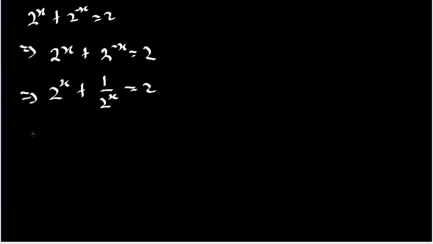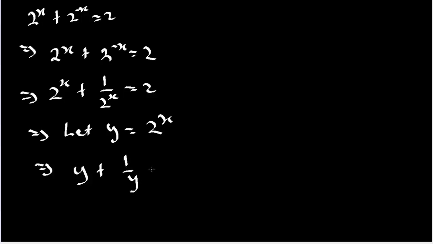Now from here, you let a certain variable y to be equal to 2^x. You can take any other variable, maybe apart from x, but I'm going to use y. So let y be equal to 2^x. And what that means is that wherever I see 2 exponent x, I'm going to replace it by y. So we have y plus 1 over y is equal to 2.